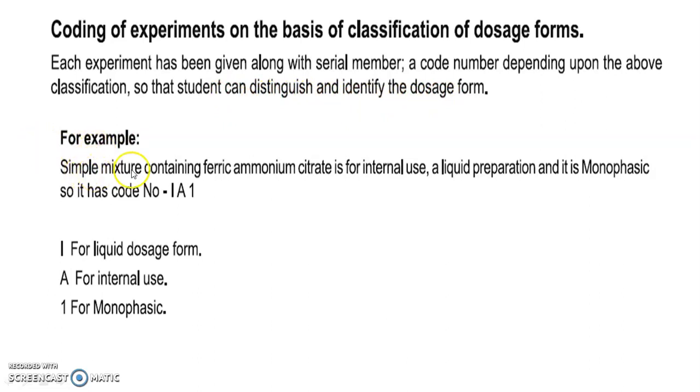For example, a simple mixture containing ferric ammonium citrate is for internal use, a liquid preparation, and is monophasic, so it has code number IA1. As we have seen, it is a liquid formulation which is monophasic, and for that the code is IA1. I for liquid dosage form, A for internal use, and 1 for monophasic.